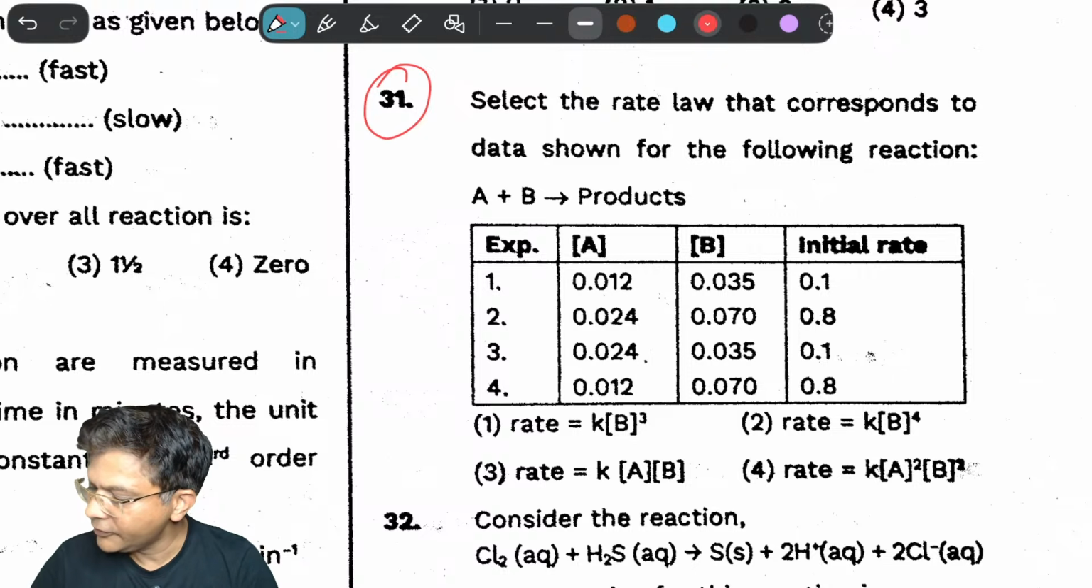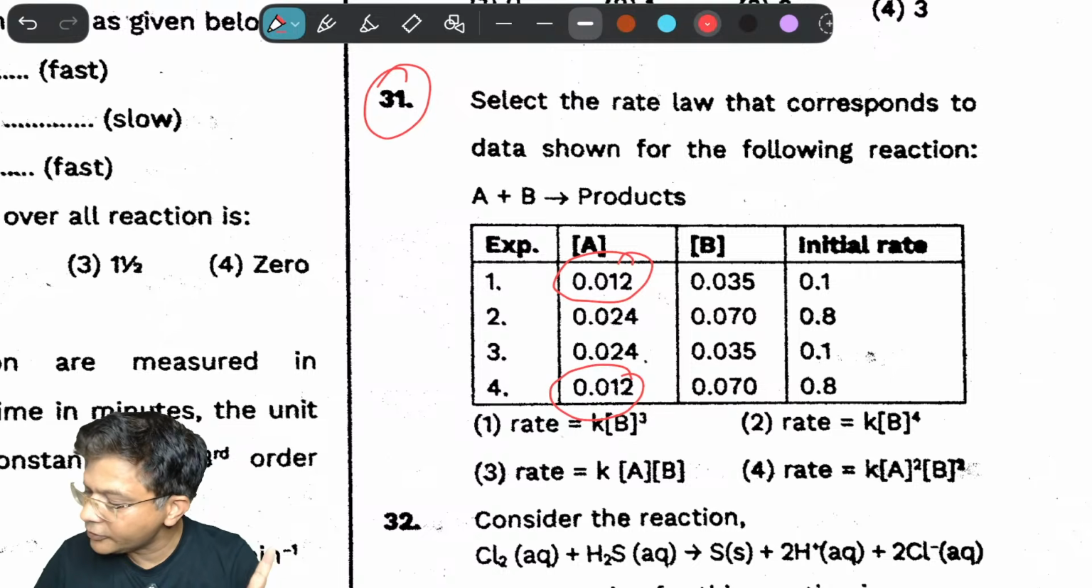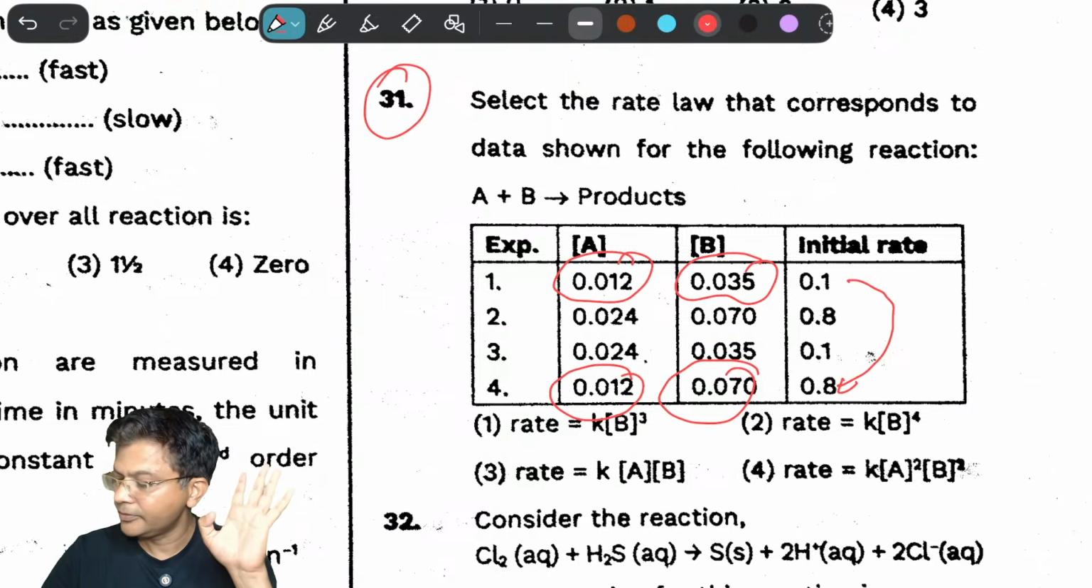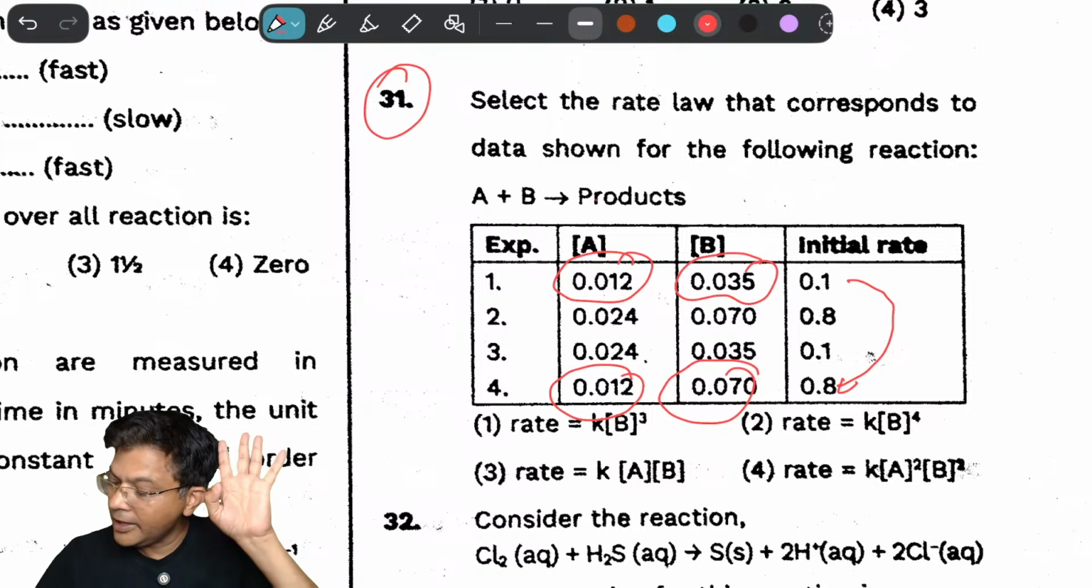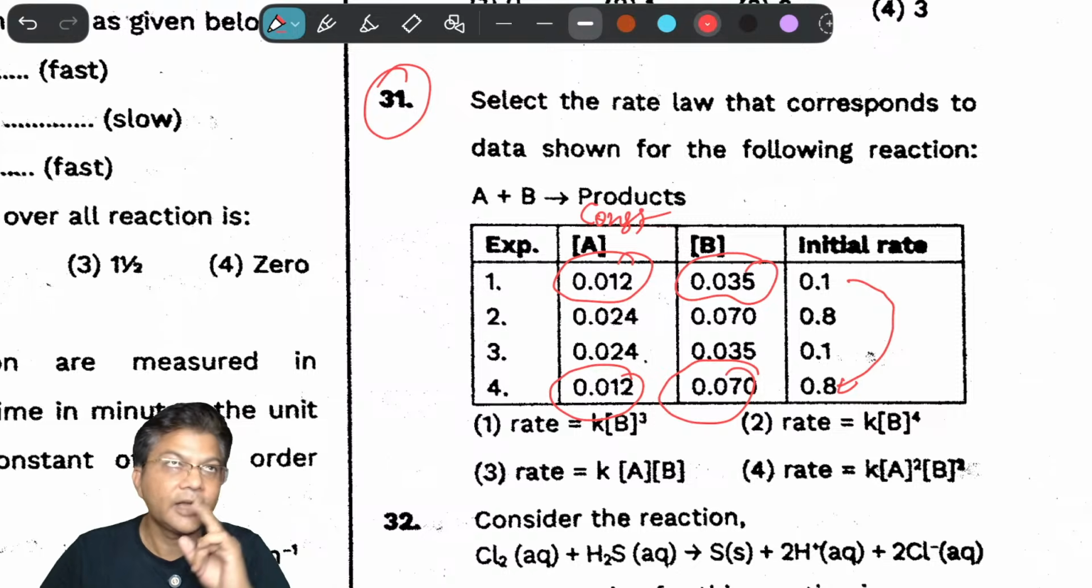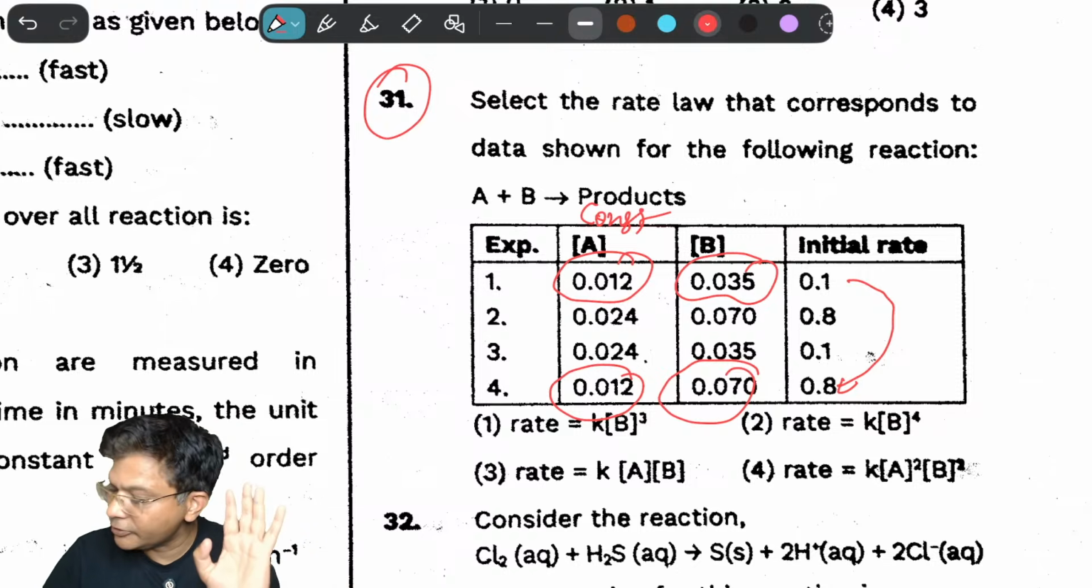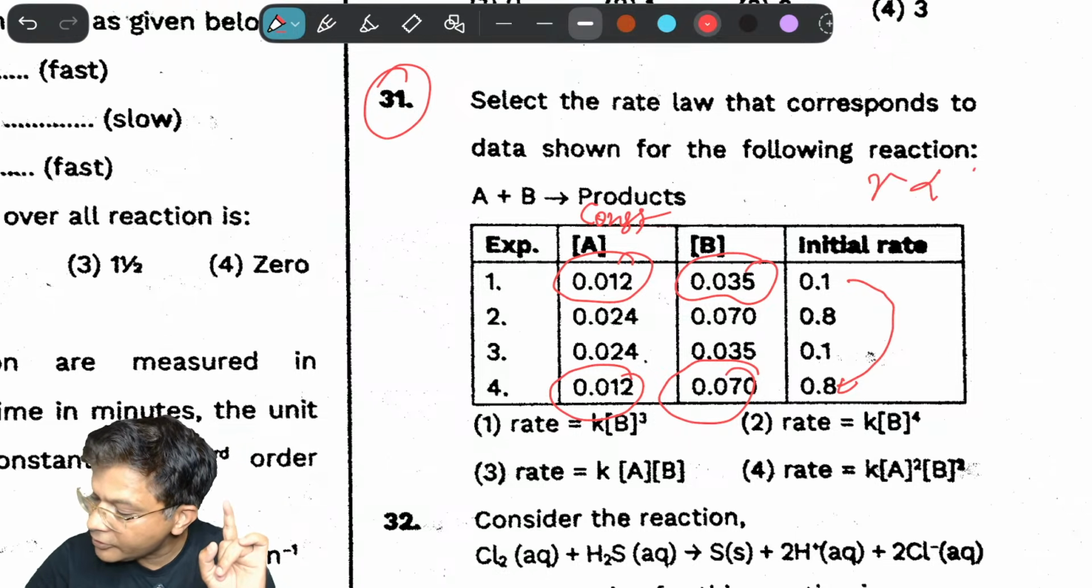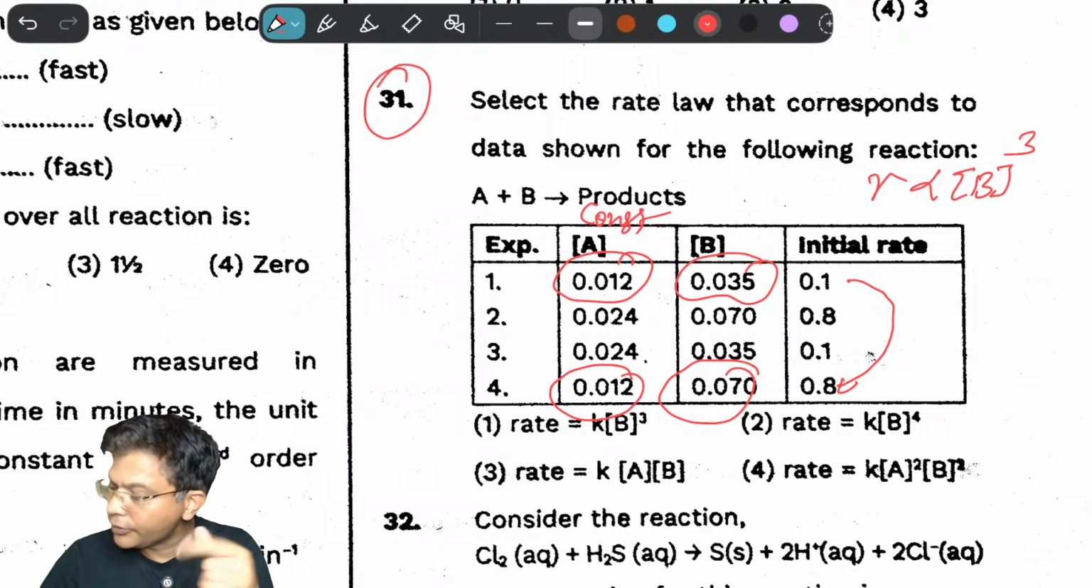If you see over here, it's 0.12 and here 0.12. A is constant and B is increased 2 times. The rate got increased 8 times. A remaining constant, B increased 2 times, the rate got increased 8 times. So what should be the power with respect to B? Definitely with respect to B, the power must be 3, since 2 into 2 into 2 is 8.